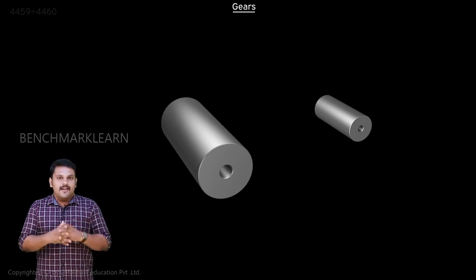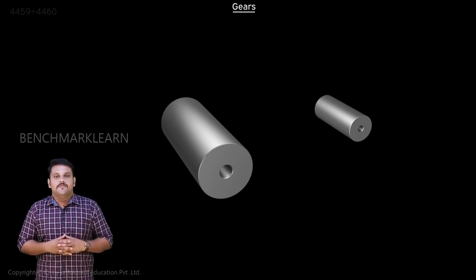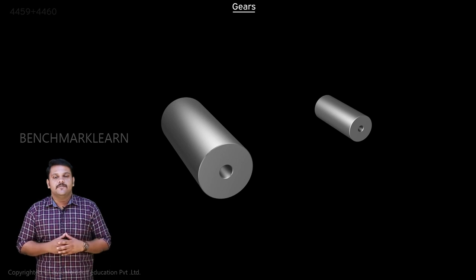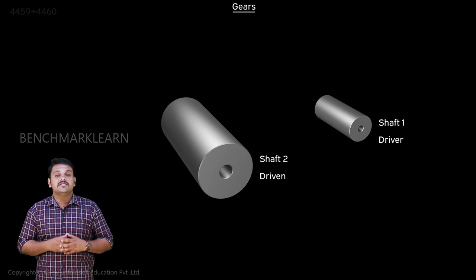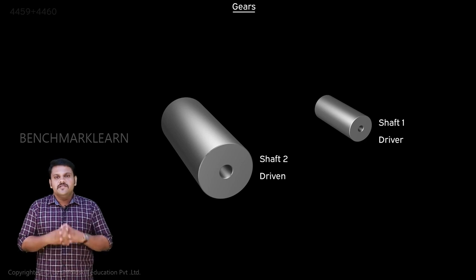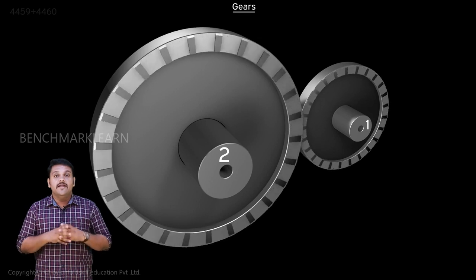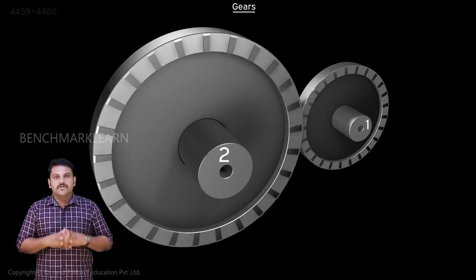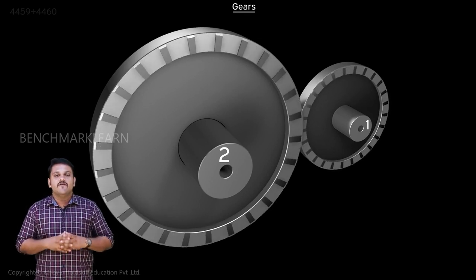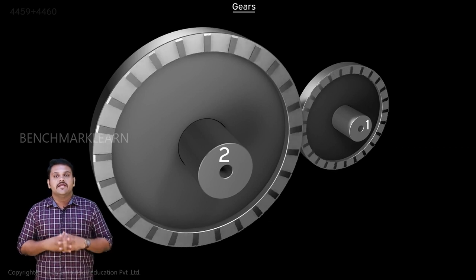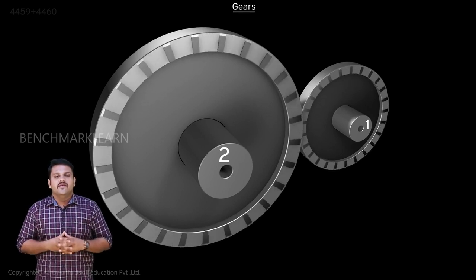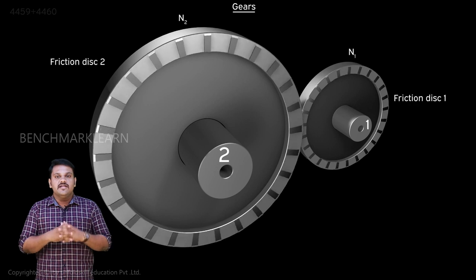Gears. Let us consider two parallel shafts placed a small distance apart. Shaft 1 is the driver shaft and shaft 2 is the driven one. To transfer the power between the shafts, two wheels are fixed on them and made to contact. The rotation of shaft 1 will make shaft 2 rotate due to the friction between the contacting wheels. These wheels are called friction discs.